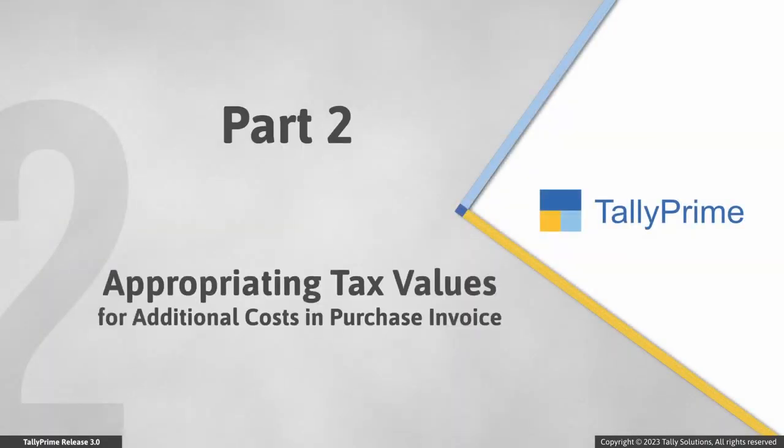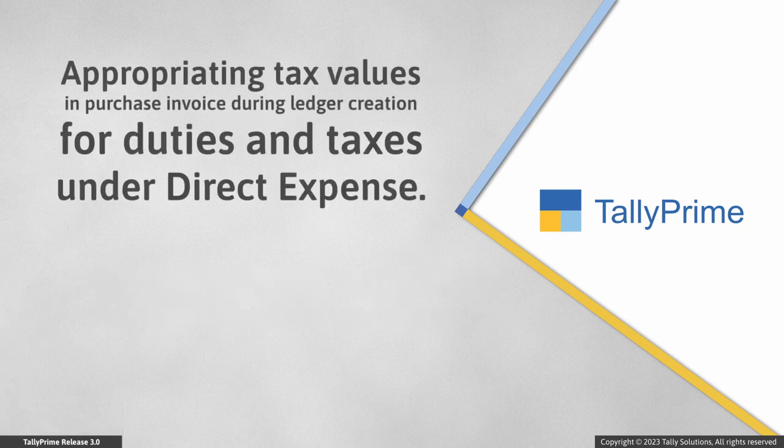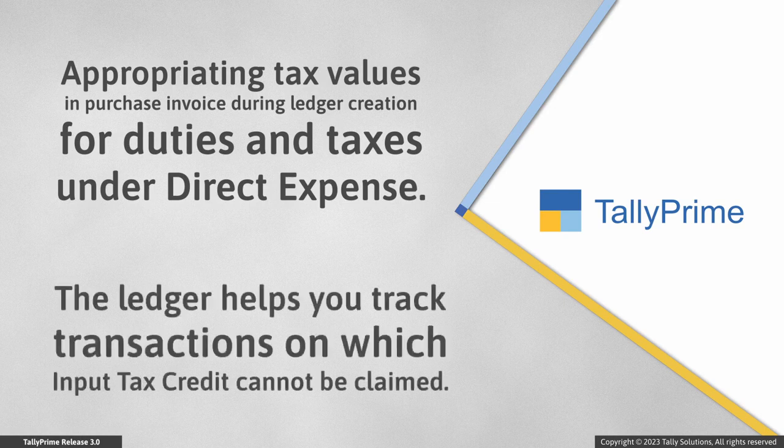Now, let us see how to appropriate tax values for additional costs in purchase invoice. Consider that you want to create a ledger for duties and taxes under direct expense in order to keep a track of transactions on which you cannot claim input tax credit. In such cases, you can configure the ledger so as to appropriate tax values in purchase invoice.